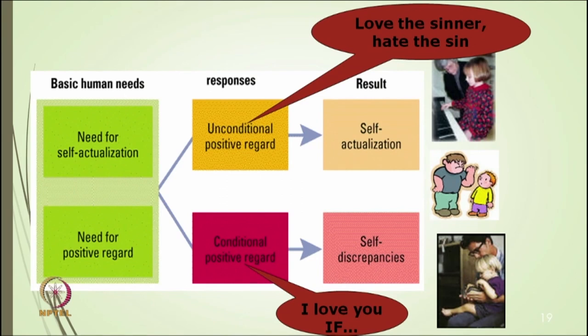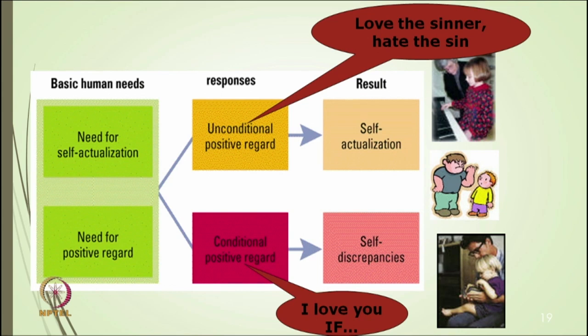A similar concept has been borrowed by Carl Rogers to describe his theory, and he said we use certain defenses, but due to these defenses we go away from reality, and it increases our incongruence and shatters the self, and that's why we have psychosis. To understand a little bit more about it, the basic human needs are, first, the need for self actualization. If we have the need for self actualization, its response is unconditional positive regard. And if we have this unconditional positive regard, then we have self-actualization.